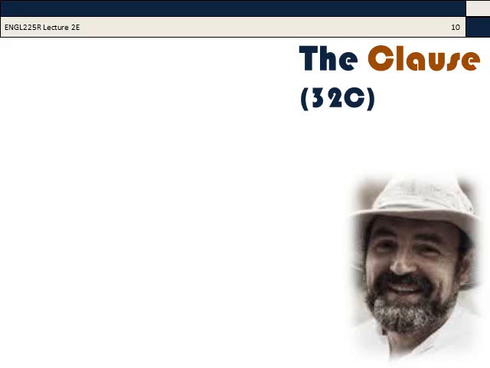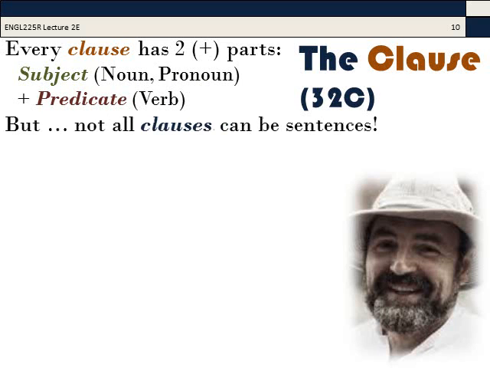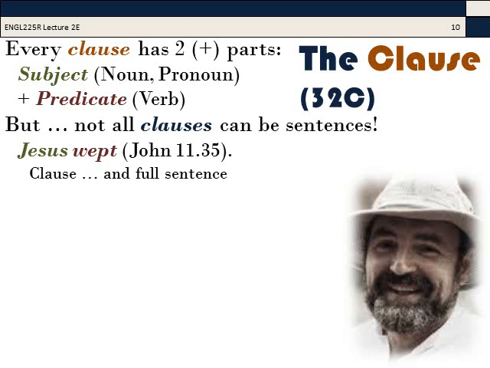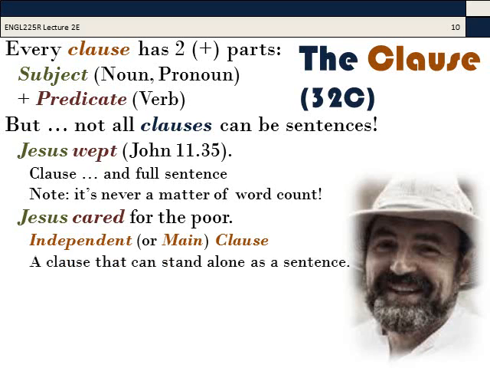To understand all this, we need to see that a clause has a subject and a predicate or verb, but not all clauses can be sentences. How about this? Jesus wept, from John 11. This is a clause and a full sentence, but it's only 2 words. This is never a matter of word count. Jesus cared for the poor. This is an independent or main clause that can stand alone.